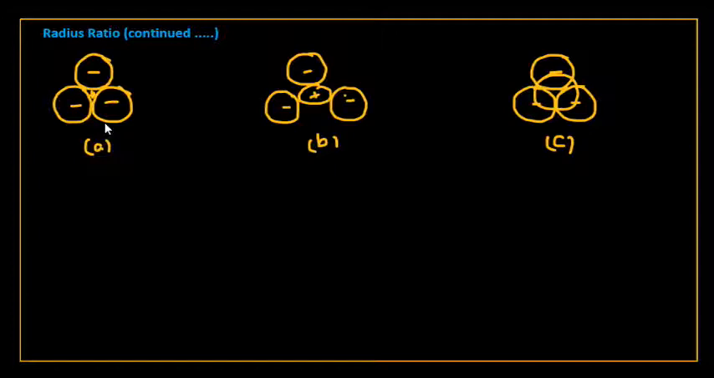It leads to tetrahedral arrangement. So as shown in the figure C, it is a tetrahedral structure because four anions are touching the cations as well as they are touching each other.